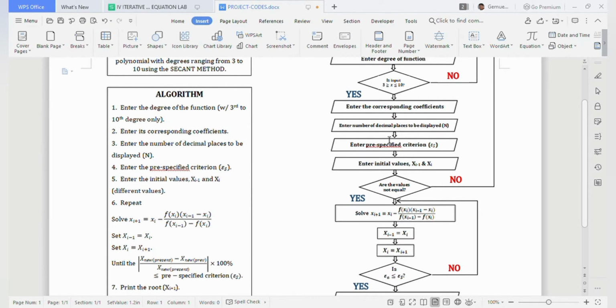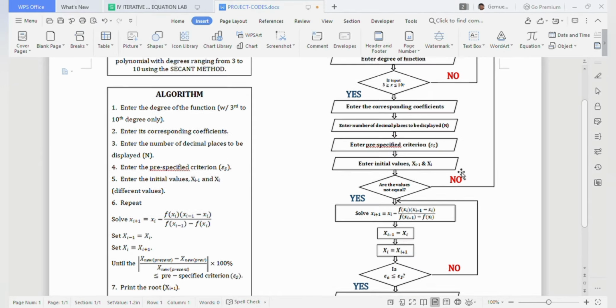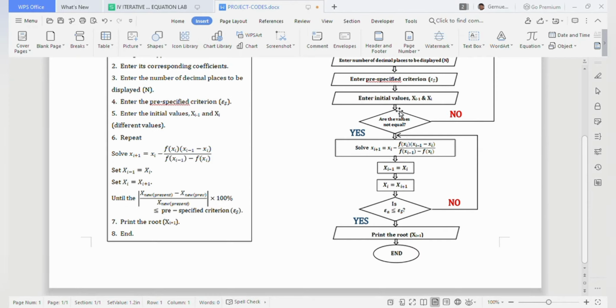The next process is to enter the number of decimal places to be displayed. Next is to enter the pre-specified criterion. Next is to enter the initial values of x sub i minus 1 and x sub i. Here the program will ask again, are the values not equal? If yes, it will proceed here. If no, we will start at the beginning again.